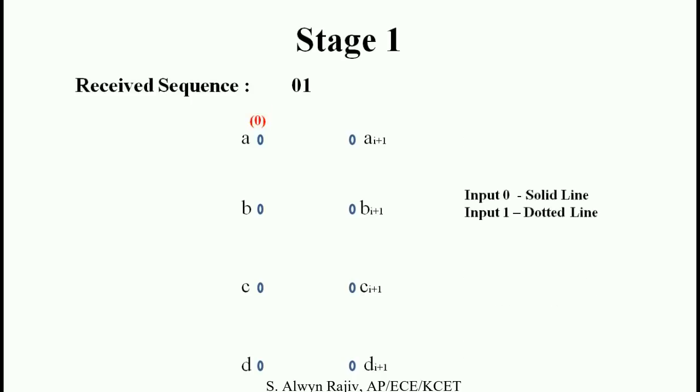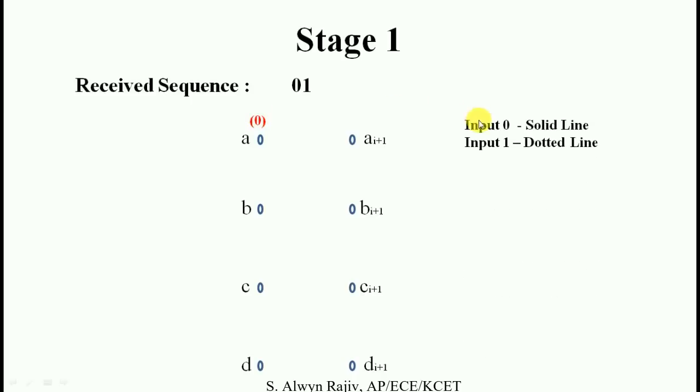After that, when the input to the encoder is 0, it is shown as a solid line. When the input is 1, it is shown as a dotted line. Let's start. First, the present state A. The input is 0, shown as the solid line. The next state is a.